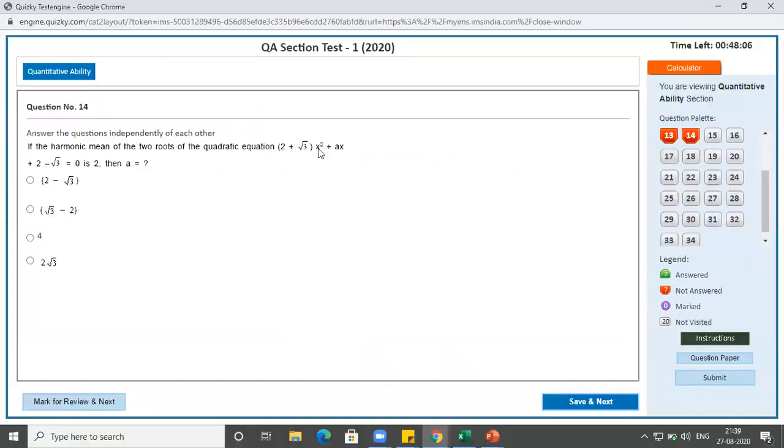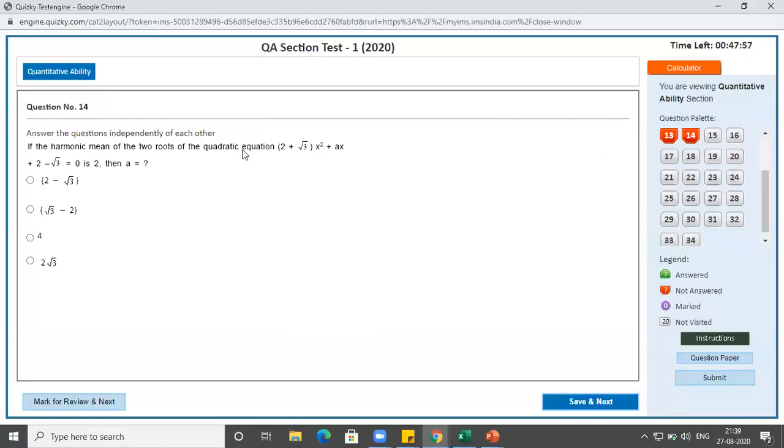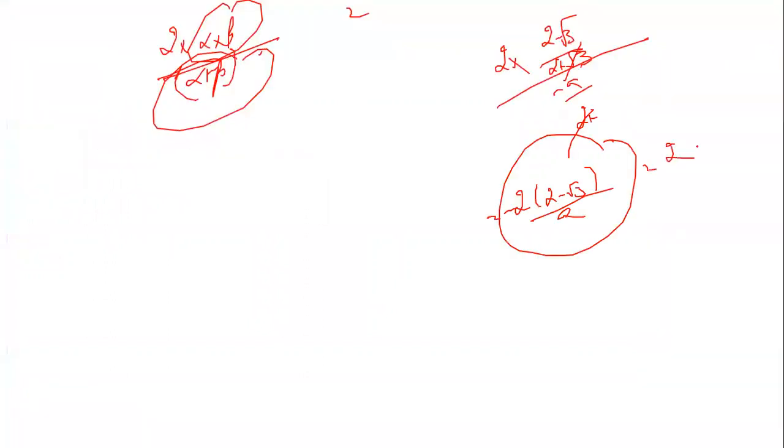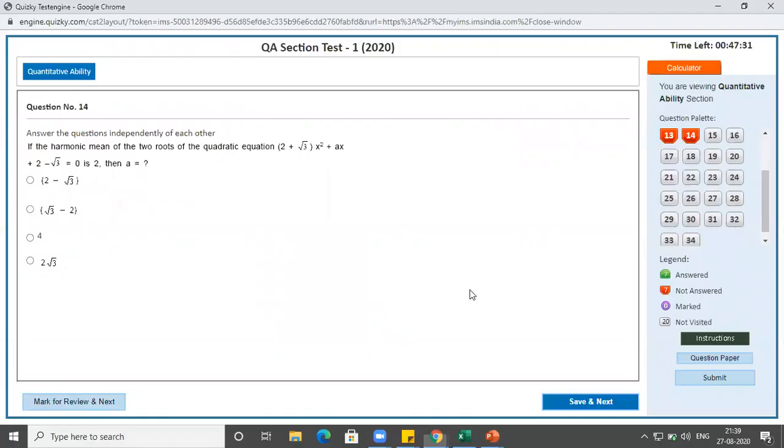Product of the roots is c upon a, that is 2 minus root 3 upon 2 plus root 3, divided by the sum. Okay, sum is minus b upon a, that is minus a upon 2 minus 2 plus root 3. So ये cancel हो जाएगा. So this becomes 2 into 2 minus root 3 on a. Okay, this is equal to 2, right? Then find the value of A. So A is going to be 2 plus root 3, minus 2 plus root 3. Okay, minus 2 plus root 3. Option B.